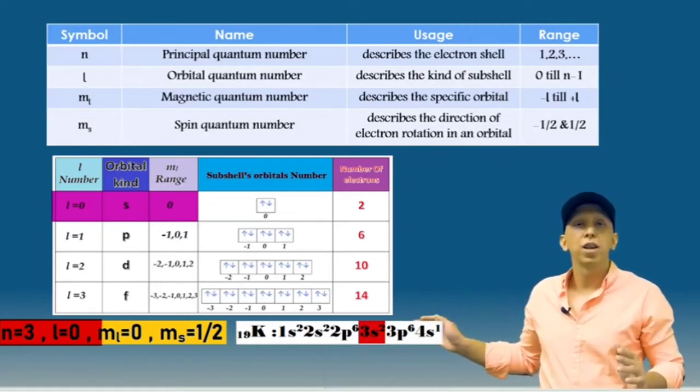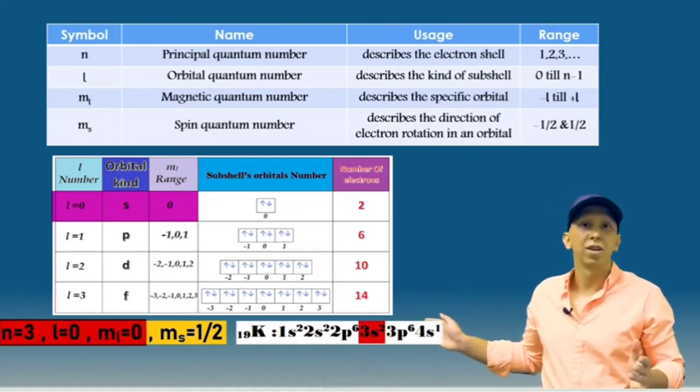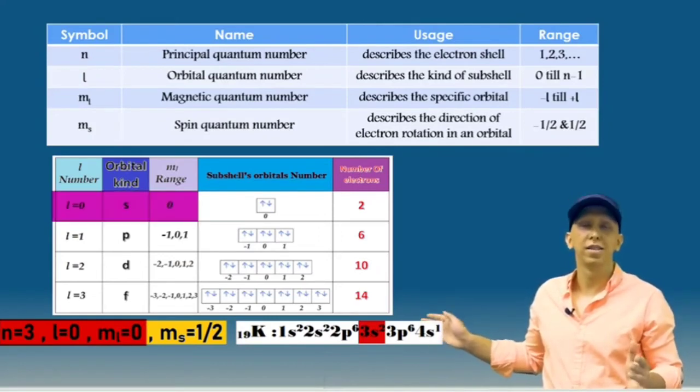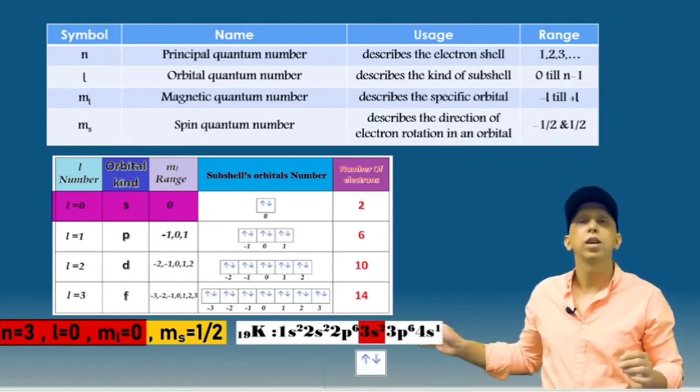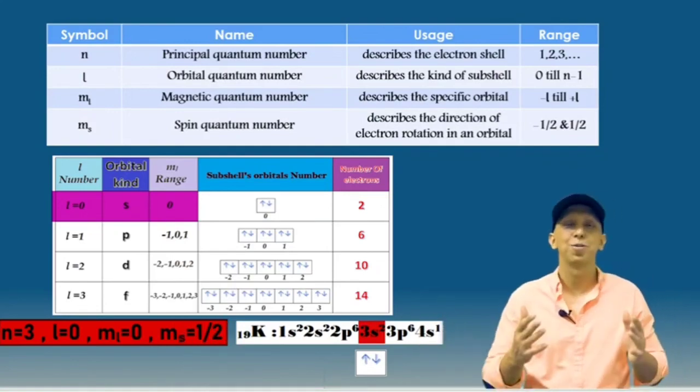And it said m sub l is 0, that it's normal, because when the l is 0, the m sub l range is only 0. So we draw its orbital with 2 electrons, and the last one told us that m sub s is positive 1/2. So find it.